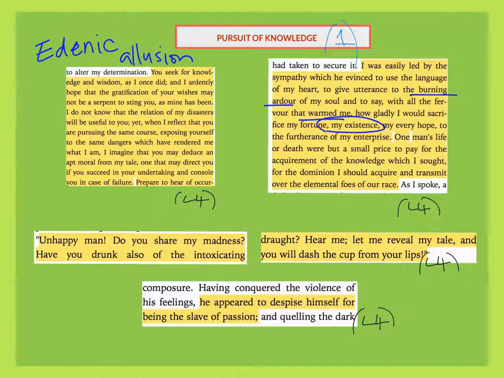So many allusions and references to overreaches here, and the deadly and catastrophic repercussions of them, which I sought for the dominion, power, glory. Look at the sort of egotism on show there. I should acquire and transmit over the elemental foes of our race. So there's that benefactor idea underneath all this, the benefits I can bring to mankind. Obviously we're looking at this at letter 4. Structurally, we think about things like one man's life or death for but a small price to pay.